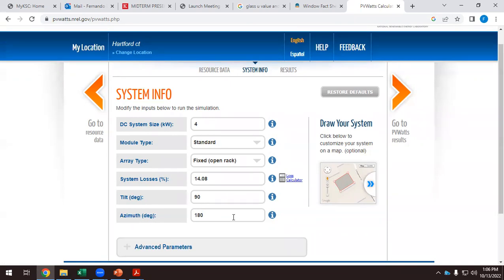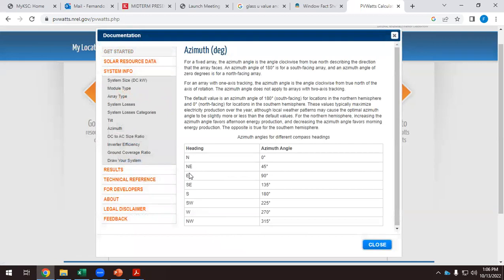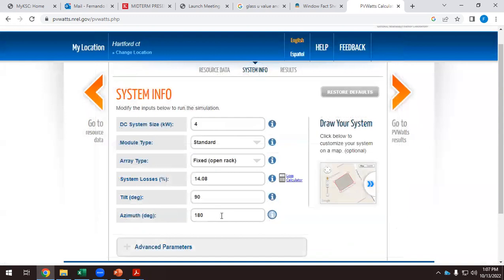And the azimuth is the angle with respect to the north. So here, if we are working with the eastern windows, that angle should be 90. 180 is for the south, 0 is for the north. Okay, so let's type 90 because now we are working with eastern windows. So that's it. The only thing I have to change is the tilt and the azimuth.